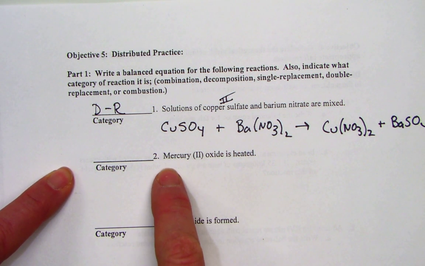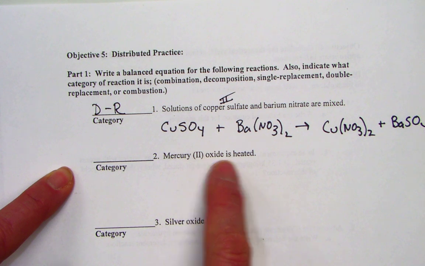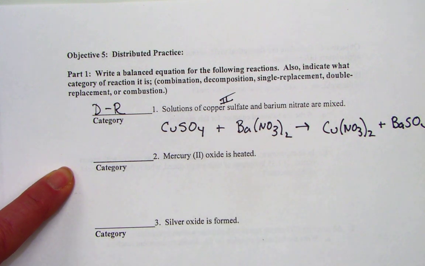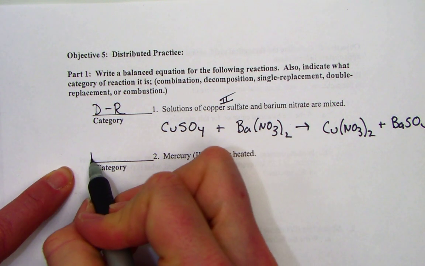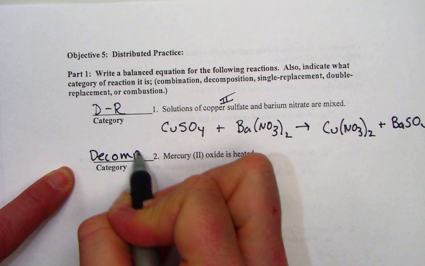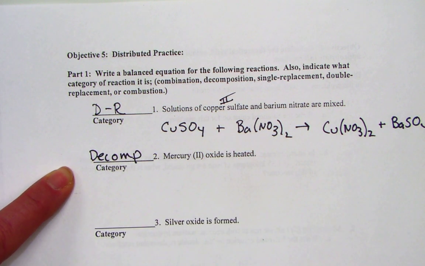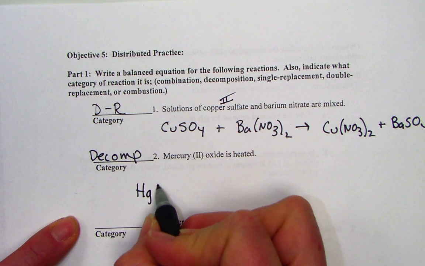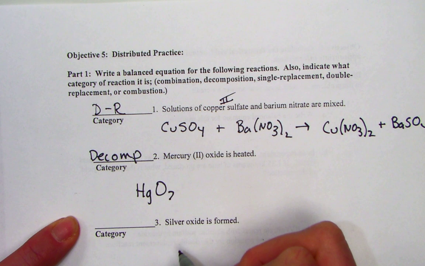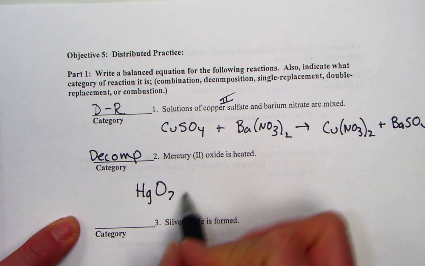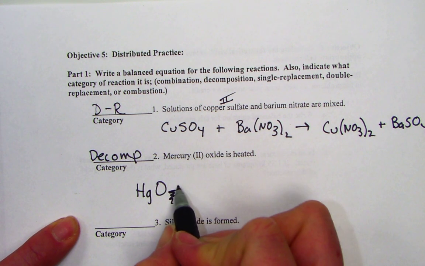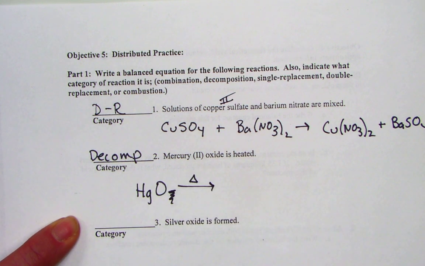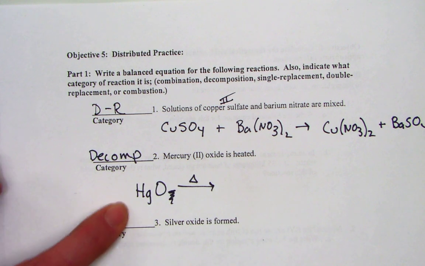Our second example, mercury 2 oxide is heated. Mercury 2 oxide is one reactant. As soon as I notice I have a single reactant, we can label that as our decomposition pattern. Mercury with its +2, oxide is a -2, so we get HgO, +2 -2. Is heated, you may choose, if you'd like to, put a little triangle over the arrow to show that's being heated.